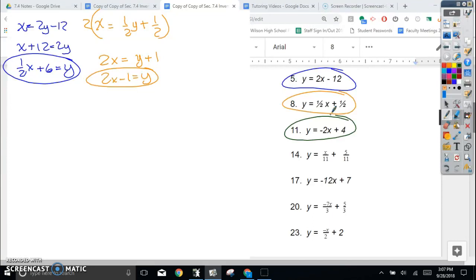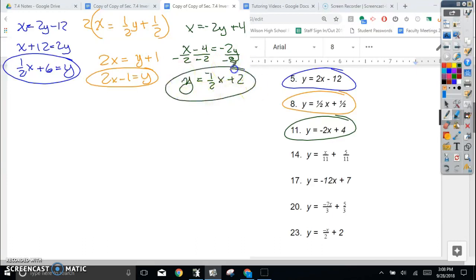11, okay, inverse of 11 will be x equals negative 2y plus 4. So I'm going to subtract 4, get negative 2y, divide everybody by a negative 2. So that would be y equals a negative half x plus 2.